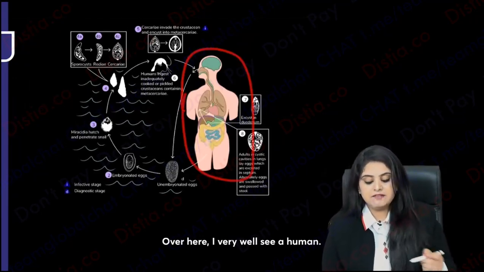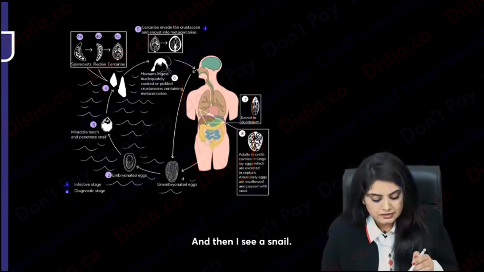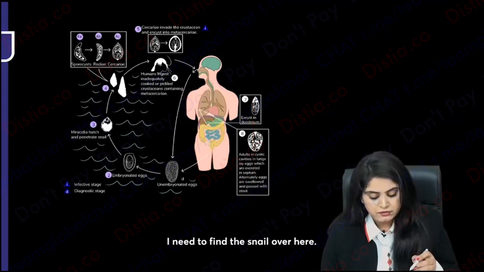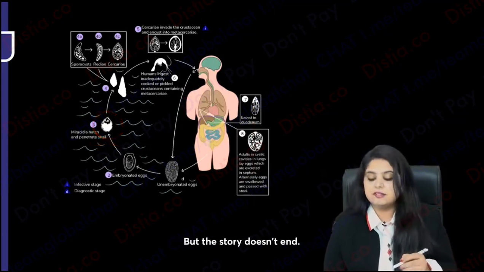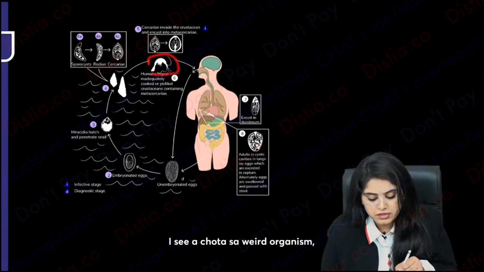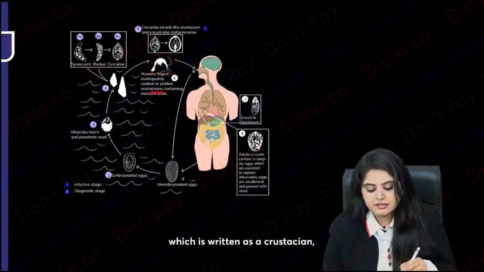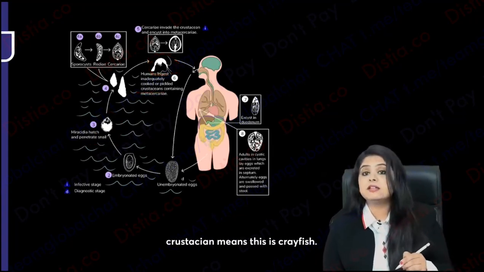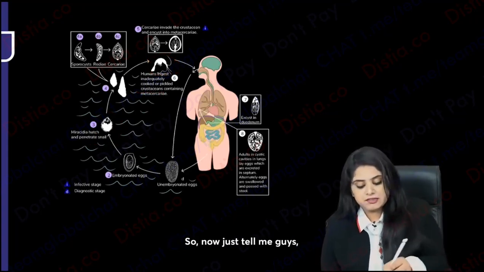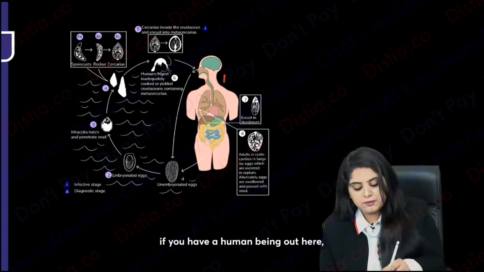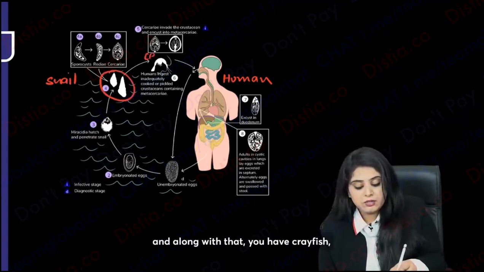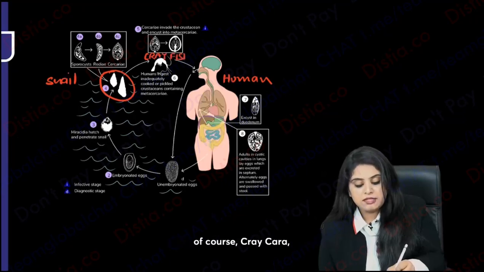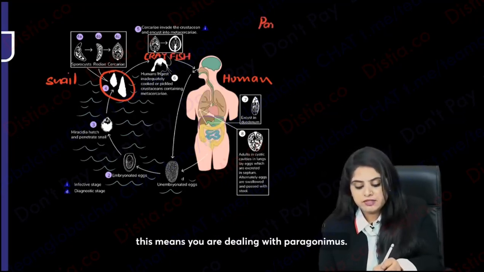Over here, I very well see a human, and then I see a snail. I need to find the snail over here. Okay, there is a snail written over here. But the story doesn't end. I see a small weird organism which is written as a crustacean. Crustacean means this is crayfish. So now just tell me guys, if you have a human being out here, along with the human being you have a snail that is there, and along with that you have crayfish. Of course, cray, cara, this means you are dealing with Paragonimus.